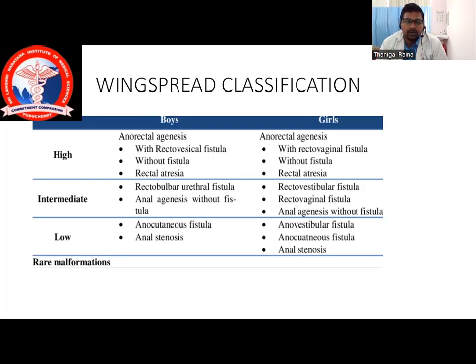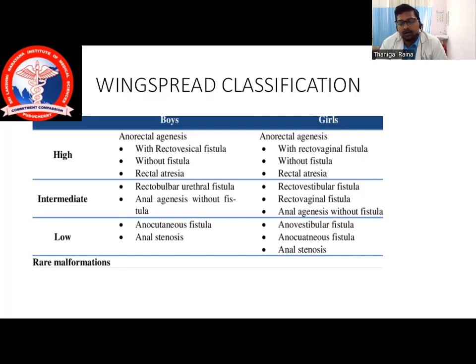In high malformation, the prognosis is very poor. In boys, the anorectal agenesis is with rectoprostatic or rectovesical fistula, without fistula, and rectal atresia. Contrary to this, in girls, the anorectal agenesis is with rectovaginal fistula, without fistula, and rectal atresia. Coming to intermediate, that is rectobulbar, bulbar meaning the bulbar part of the urethra: rectobulbar urethral fistula and anal agenesis without fistula.